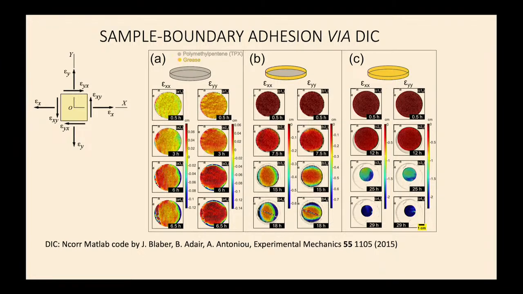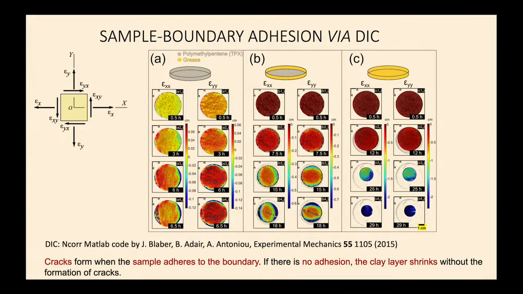Now in the third case, he's coated the whole Petri dish with grease, and as you can see, even after 20, 30 hours there is absolutely no cracking at all, there's only shrinking. It just detaches from the wall and shrinks. So the cracks will only form if the sample adheres to the boundary. This is kind of obvious, but it is so cool that I thought I'd show you.